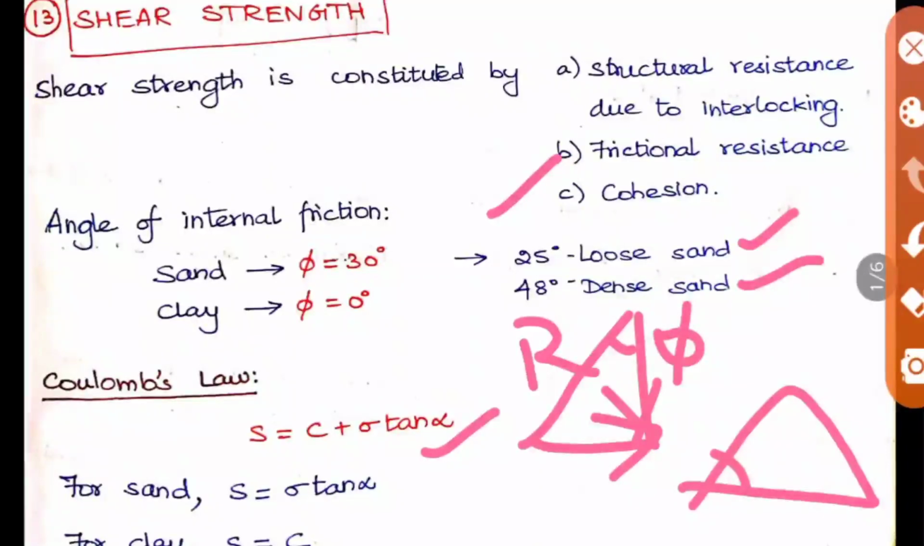S is your shear strength, C is the cohesion of the soil, and sigma is the stress on the soil. So for sand they take it as sigma tan phi alone, that is tan alpha alone, because we know that for sand the cohesion is 0. And for clay the angle of friction is 0 degrees, so tan 0 is 0 and that whole term will be 0. So we'll have S is equal to C alone. All this came out of Coulomb's law.